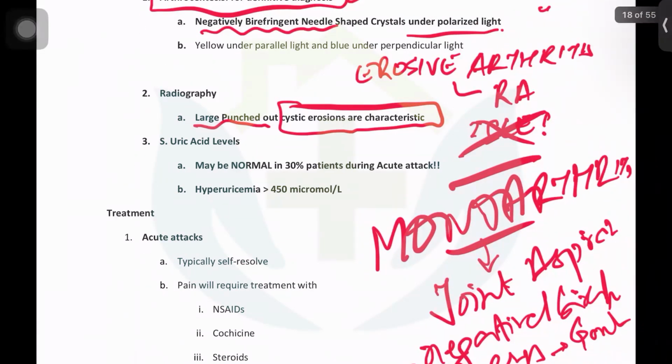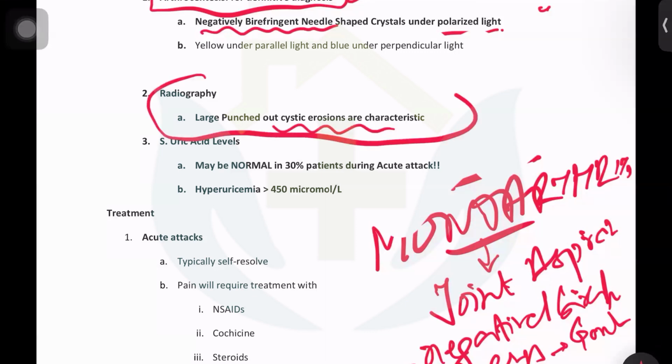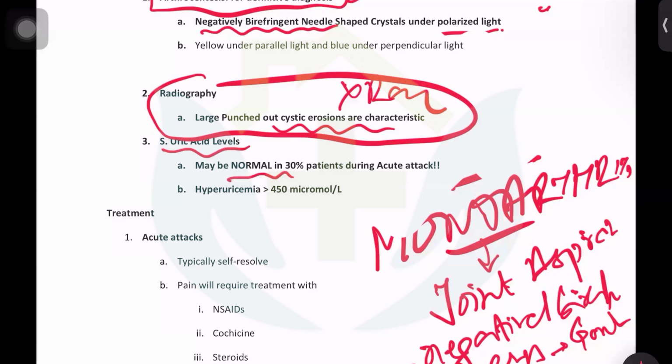Coming back to osteoarthritis, this is also an erosive arthritis, but the erosions are cystic in nature. And more so, it is a monoarthritis. Not all the joints will be involved. So, there are cystic erosions on the X-ray. Uric acids, usually during acute attack, are normal in 30% of the patients. That means even at a normal uric acid level, you can diagnose gout. Acute gouty arthritis, you can still make a diagnosis.